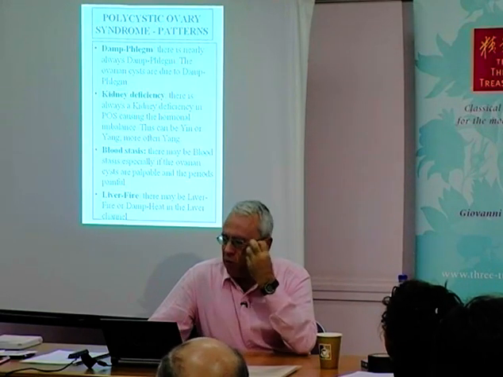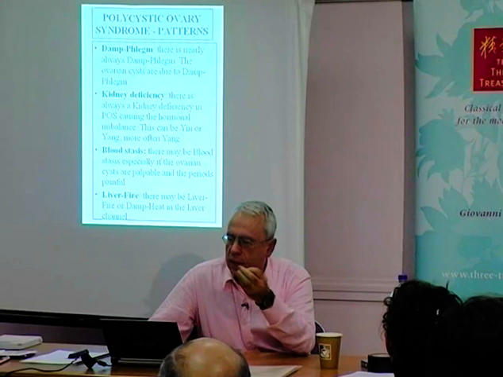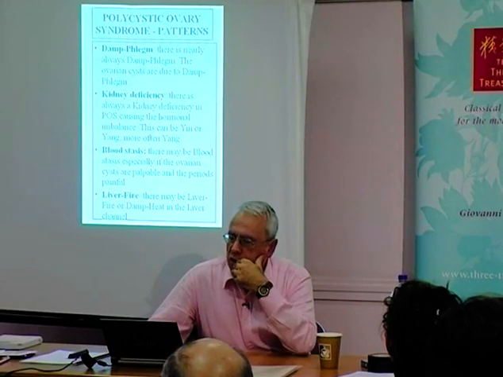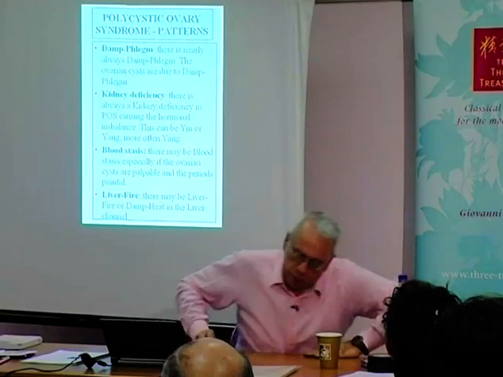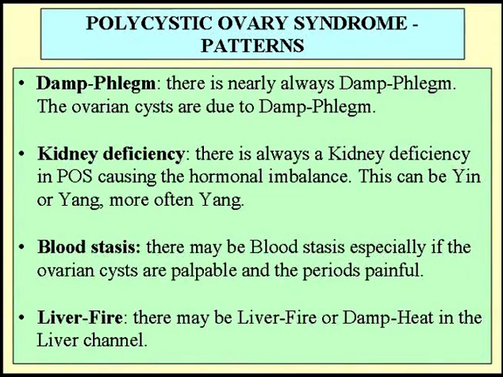And these are the main patterns. The first one, just like blood stasis was the most important biao in endometriosis, in polycystic ovary, damp phlegm is the main biao, the most important factor, damp phlegm in the uterus. Second, kidney deficiency. Third, blood stasis. So as you can see, the patterns are the same as endometriosis, but reversed. That's the main one, damp phlegm. And blood stasis in polycystic ovary is less frequent than is dampness in endometriosis.